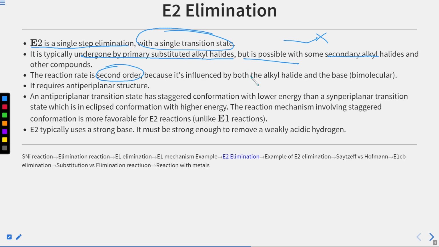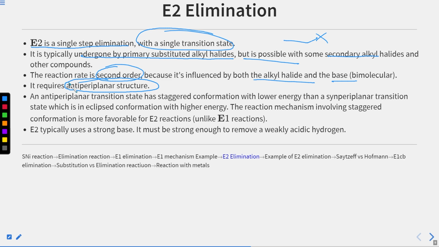So it is influenced both by the alkyl halide and the base. Now, it requires an anti-periplanar structure. This is the most important part of this E2 elimination. In exams, you may often be asked to write the stereochemistry of a product, that is, whether it will give your E configuration or your Z configuration. For that, you must have a good understanding of this anti-periplanar structure.